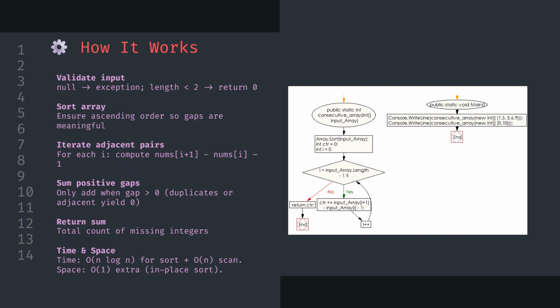Sorting dominates runtime. After that, a single linear scan computes all gaps. The math is simple. Between two sorted numbers, a and b, there are b minus a minus 1 integers strictly between them. Add positives only to skip duplicates or adjacent values.